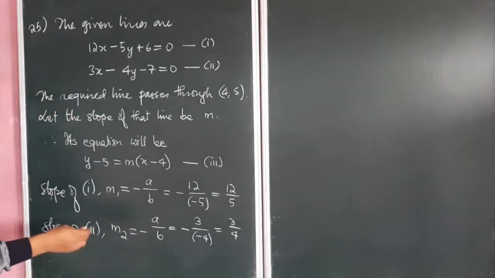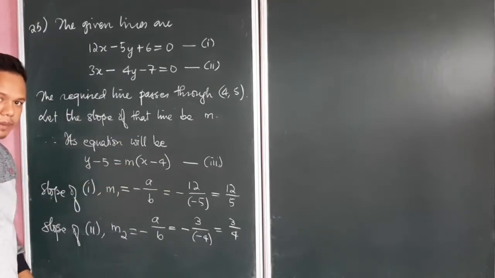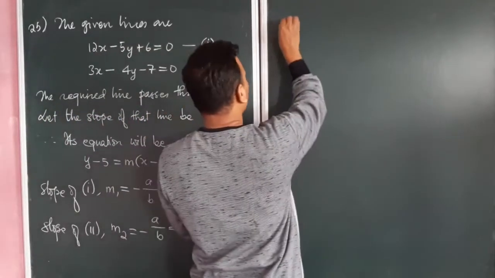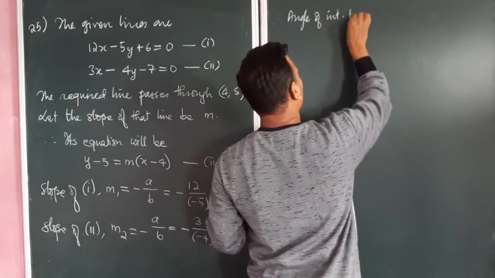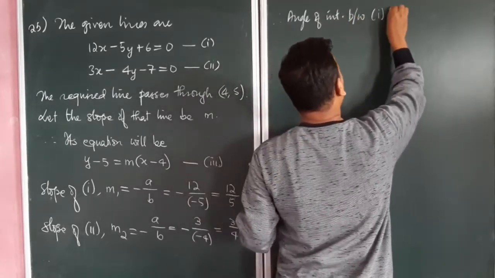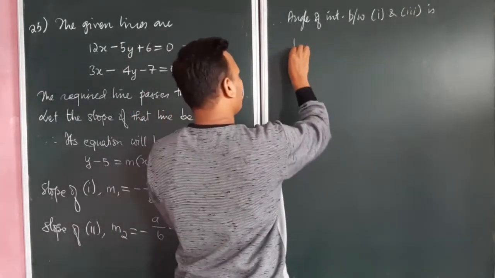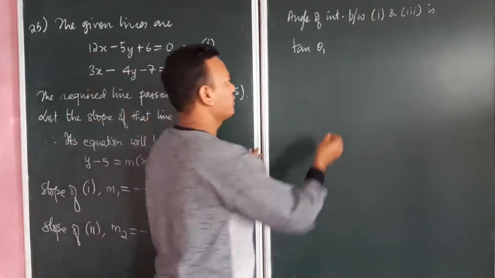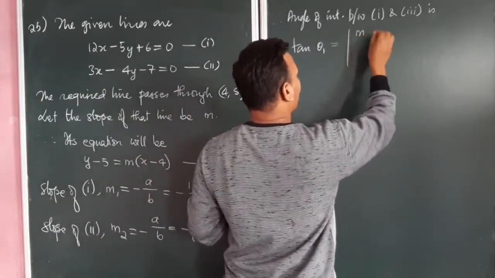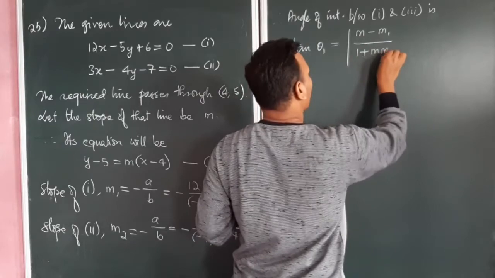So let us find the angle of intersection between 1 and 3. What is the slope of 1? The slope of 1 is 12 by 5. And what is the slope of 3? The slope of 3 is small m. Alright, fine. So the angle of intersection between 1 and 3, let me take the angle to be theta 1. Since there are two angles, that's why I'm taking tan theta 1, which equals modulus of (m minus m1) divided by (1 plus m into m1).